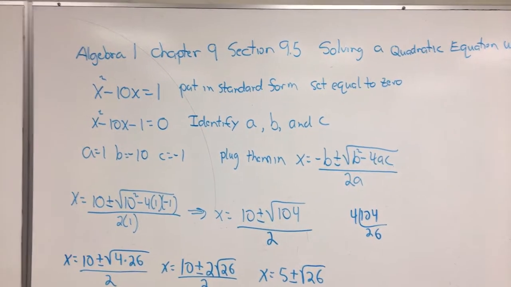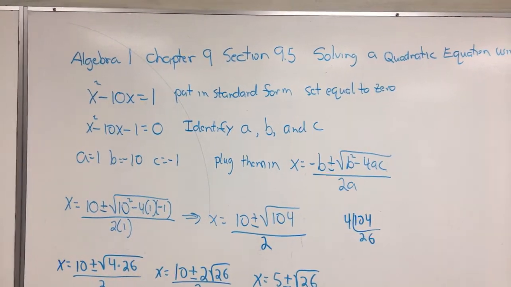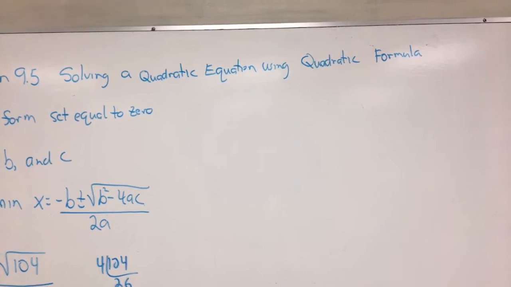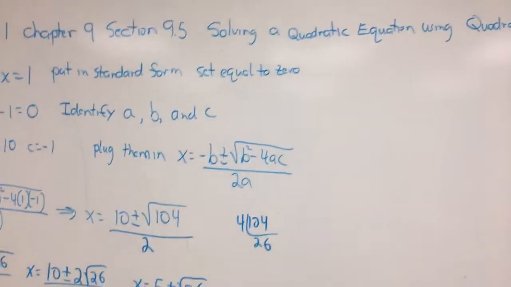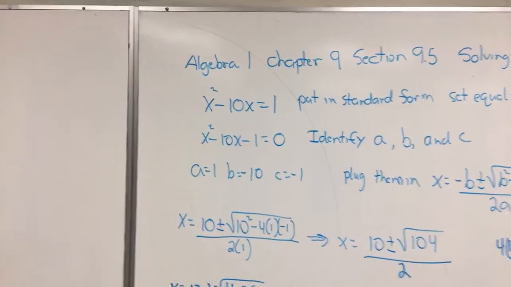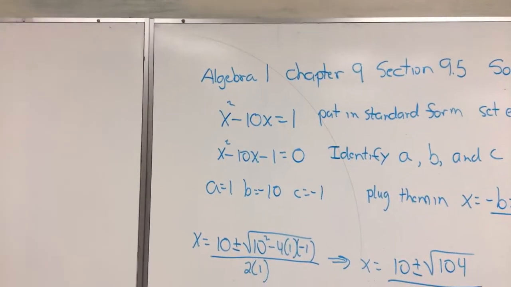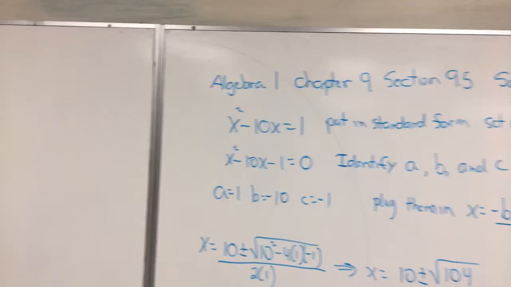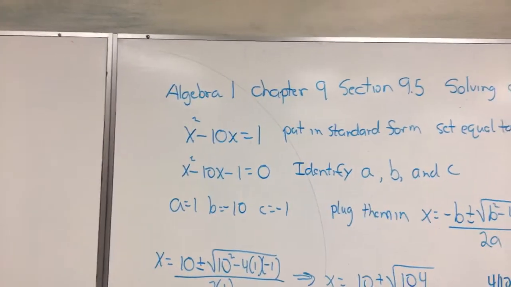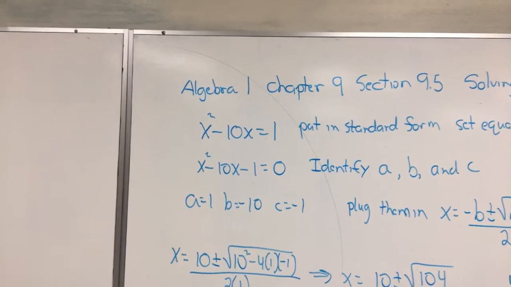So I picked this problem out of chapter 9, section 9.5. It says solve a quadratic equation using the quadratic formula. All right, and that's exactly what we're going to do. So what they do, they give you this. This is example 1. It's in your text, 9.5. I think it's example 3. But anyway, it's x squared minus 10x is equal to 1.